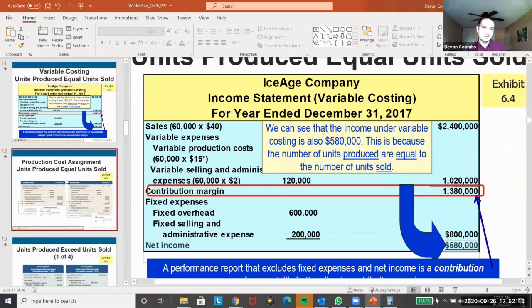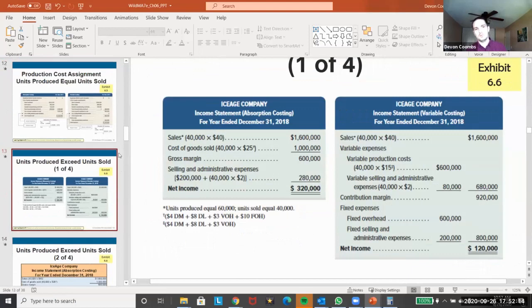Now let's say we produce more units than we sold. How would this income statement look from an absorption costing and variable costing method? These patterns of behavior are useful just for your cognitive functioning. I want you to be able to think of cost relationships this way. So this I want you to memorize. If I produce more than I sold, from an absorption costing standpoint, my net income will be higher than my variable costing. Why? Because if I produce more than I sold, my cost of goods sold is 40,000 times 25.